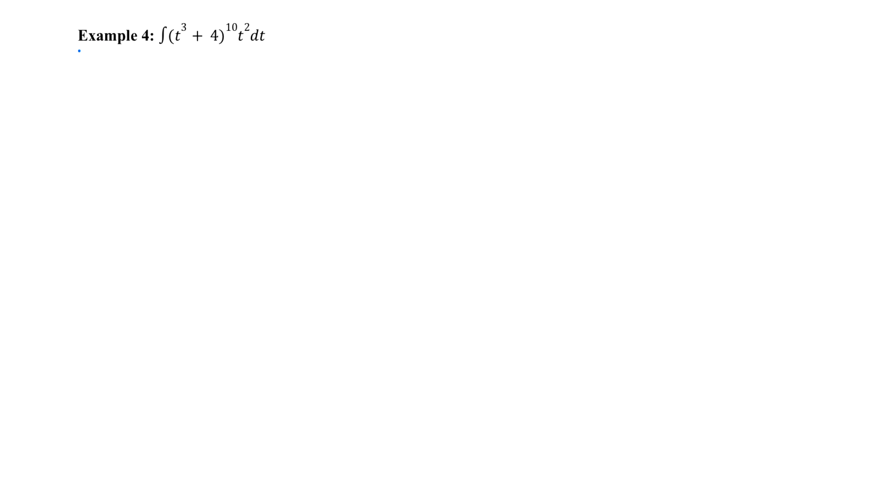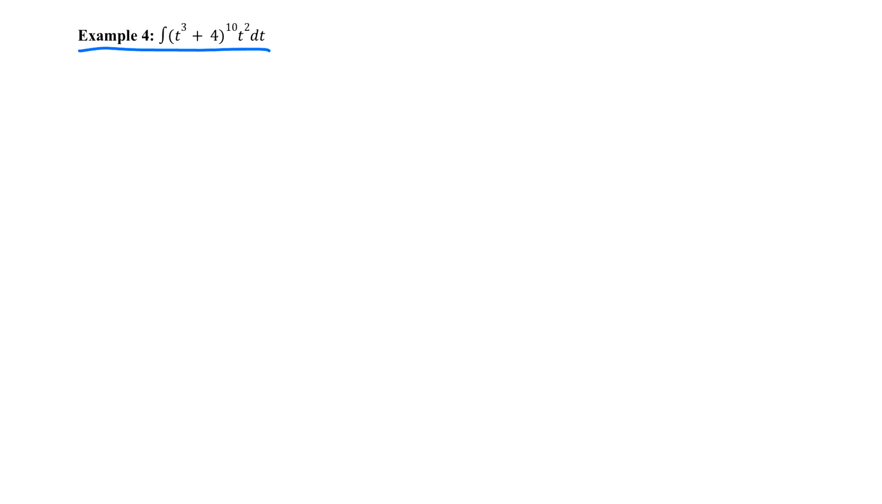So far, all of the examples that we've looked at, the substitution that we've made has worked out just right. And in this video, we're going to start to see some examples of what happens when it doesn't work out just right, and we need to make some adjustments. So let's start with example 4 here.